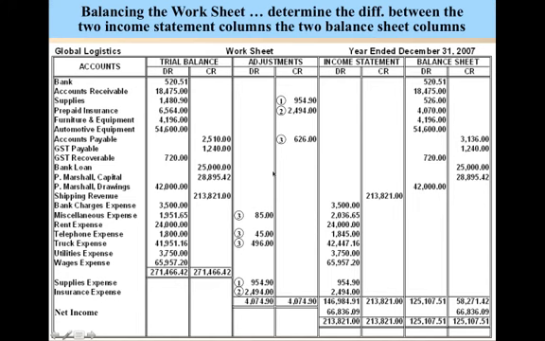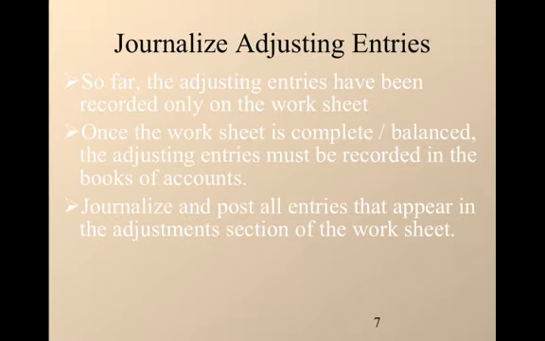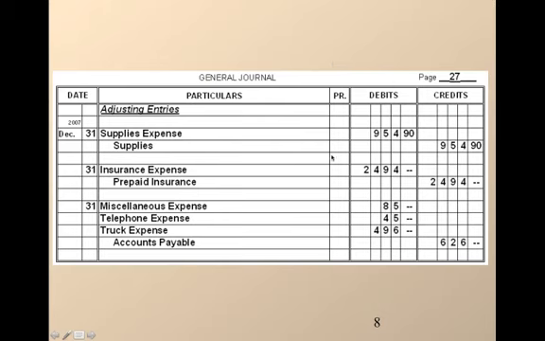So here's the first journal entry. Start with our debit, supplies expense. There's number 1, 954.90. That's our debit, and find the matching credit. There's the number 1. So it is supplies. So we're going to debit supplies expense. And we're going to credit supplies. There it is. Debits always equal credits.